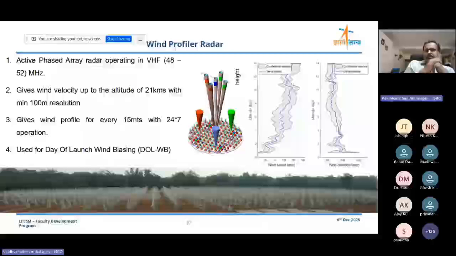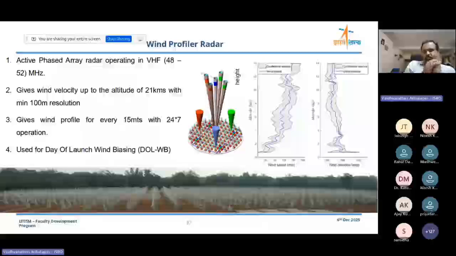So wind profiler radar, since it is VHF, the antenna size is bigger, and even at 0.7 lambda, the size of this particular radar is 300 meters wide. 300 meters wide, 576 elements. So this continuously takes the echoes from the atmosphere, and up to 21 kilometers, it gives a wind profile. So it works round the clock, and every 15 minutes, one profile is taken.